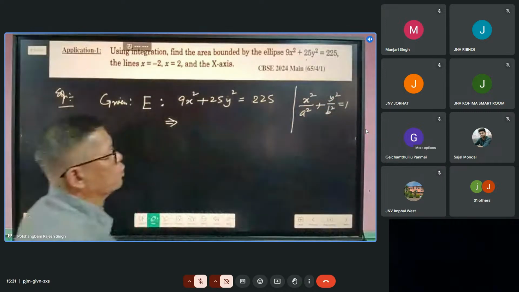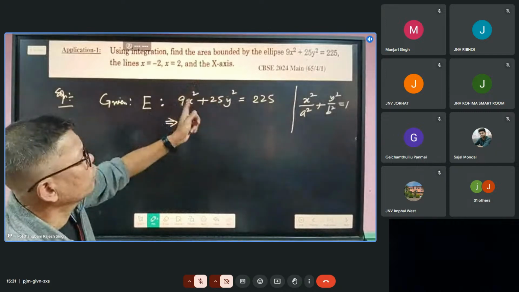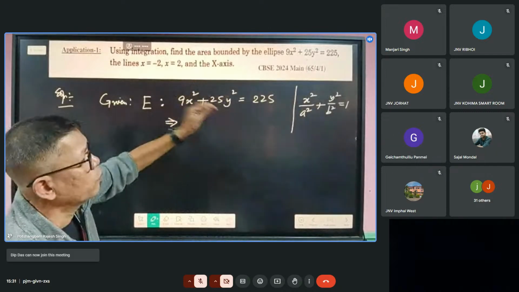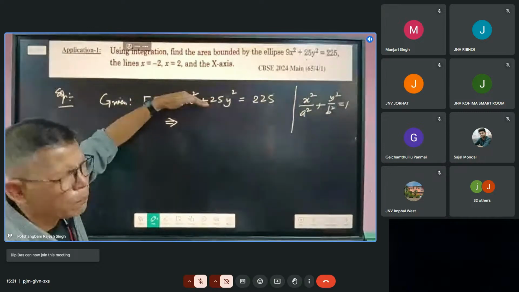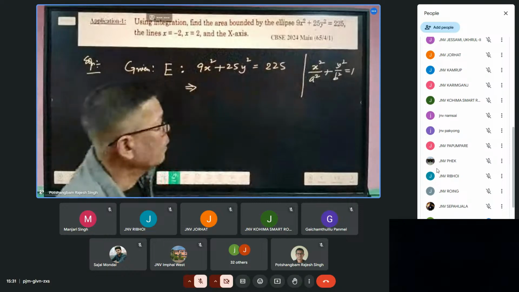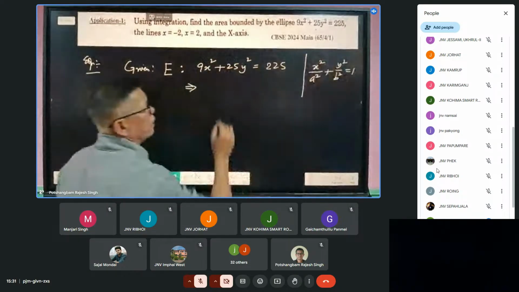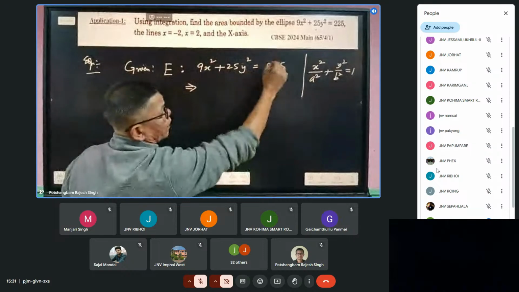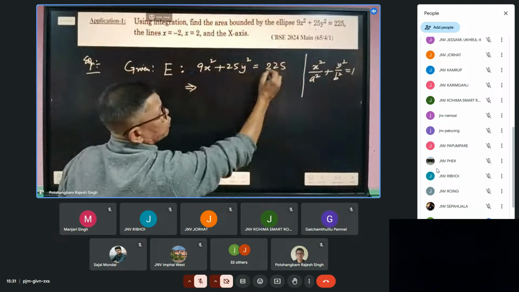To put this equation, we came to know that this is an ellipse, because the coefficient of x squared is not the same as the coefficient of y squared. So after knowing the type of curve represented by the equation, you should bring the equation into the standard form. As it is an ellipse, this is to be brought into the standard form. For this, your right hand side should become 1, so divide on both sides by 225.